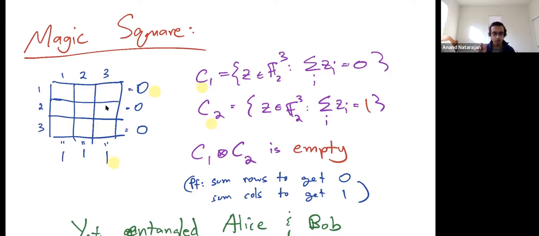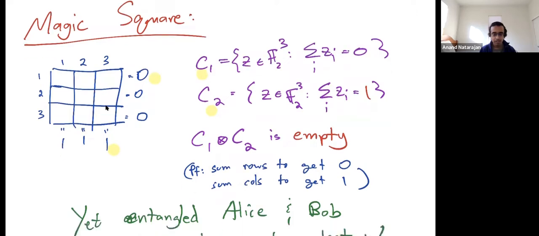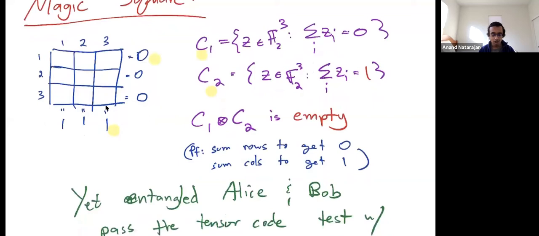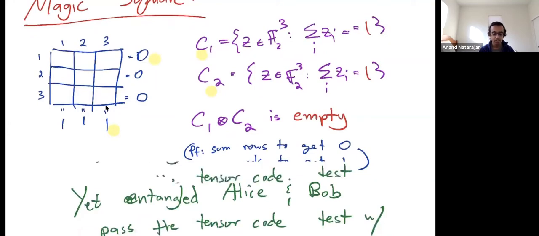So there's no code word. There's nothing in this tensor code. Yet, it turns out that if Alice and Bob share quantum entanglement, then they can pass the tensor code test with certainty for this set of constraints. So there's a strategy that uses quantum entanglement that succeeds with certainty in the tensor code test, even though no valid code word exists at all.